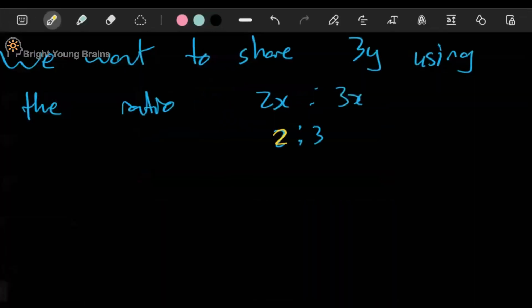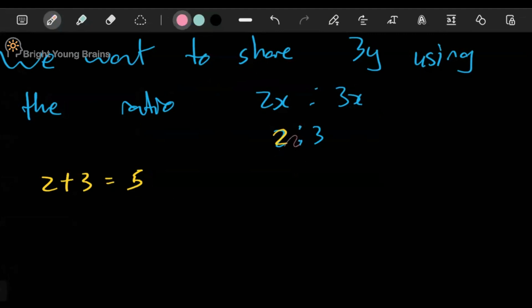So it says here we want to share 3y using the ratio 2x and 3x. If you're going to share 3y using this ratio, all you do is think of the basics of ratios. You first have to add these two up, right? 2 plus 3, that's a 5.